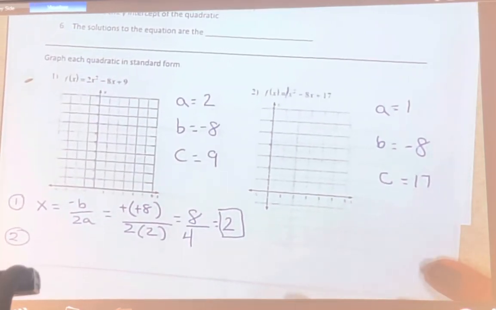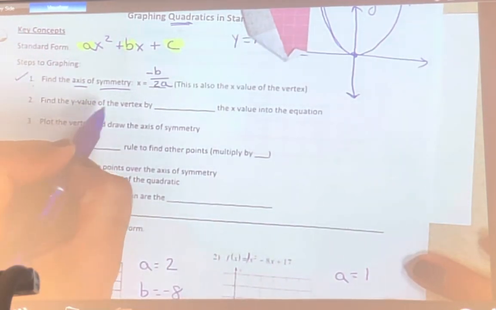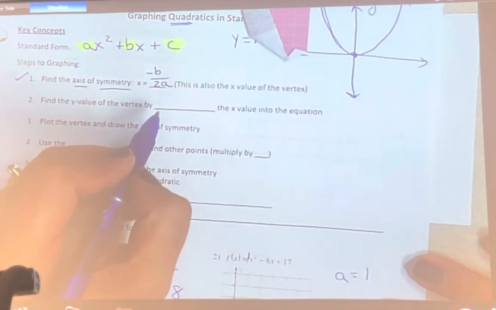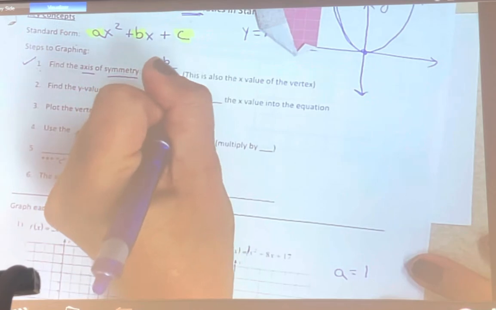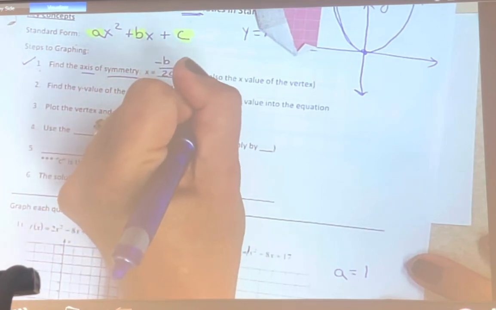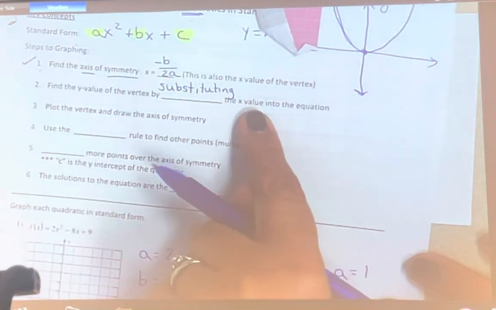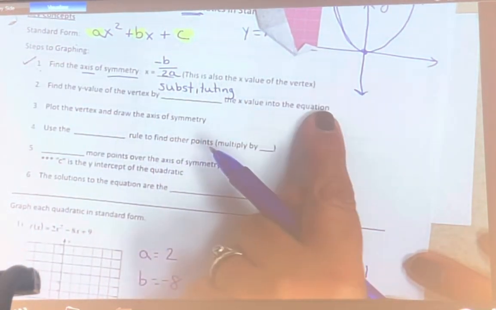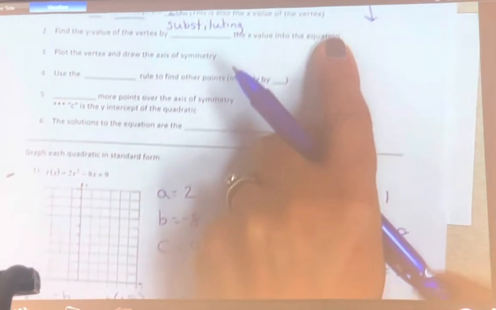All right, number 2, step 2. So we did step 1. Step 2, find the y value of the vertex by substituting, and we're very familiar with substituting because we did that all last week, substituting the x value into the equation. What equation? The quadratic equation that you're given.